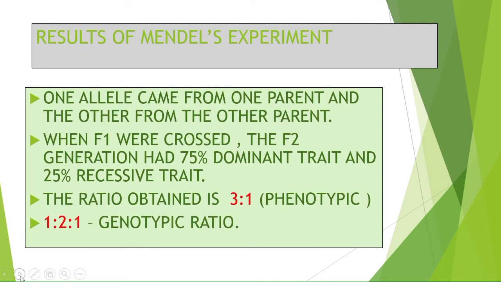One allele came from one parent and the other from the other parent. When F1 were crossed, the F2 generation had 75% dominant trait and 25% recessive trait. The ratio obtained is 3:1 phenotypic and 1:2:1 genotypic ratio.